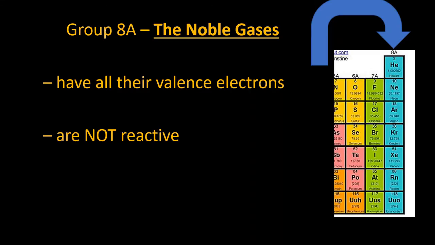Okay, group 8 are the noble gases. They are referred to as noble gases because they have all of their valence electrons, so they are completely and totally non-reactive. They don't want any more electrons. They don't want to get rid of any electrons. They are completely happy and content as they are. So they are noble. They're kind of separate from everybody else. Okay, think of like the nobility in the past.